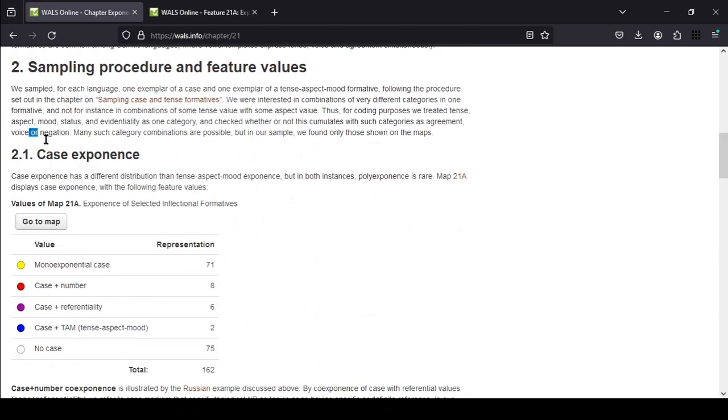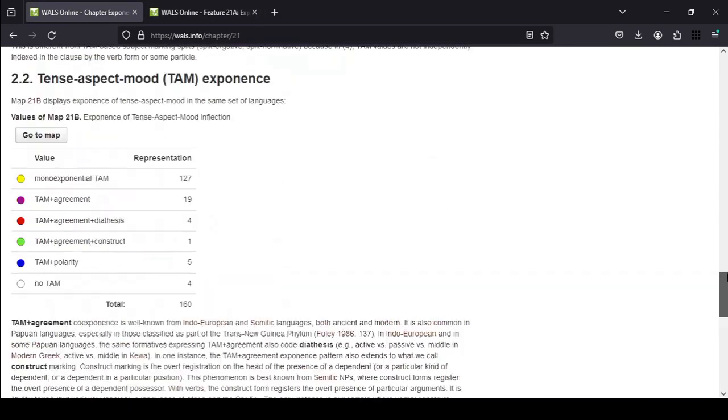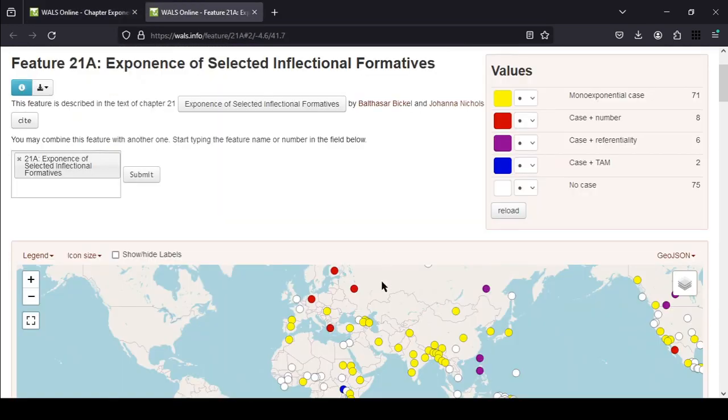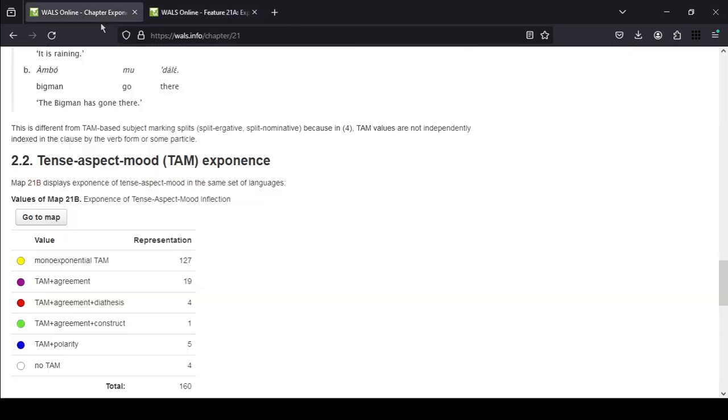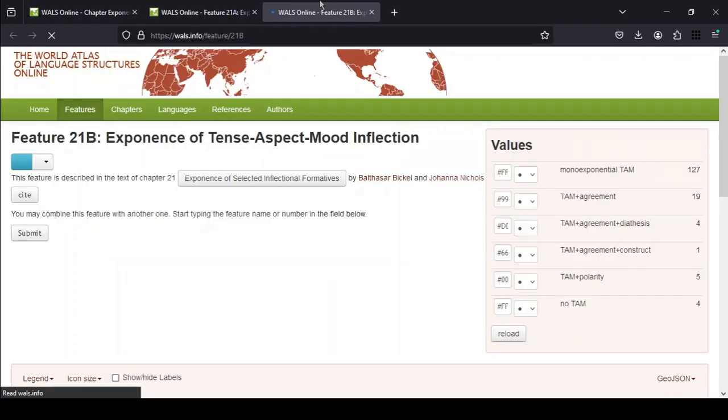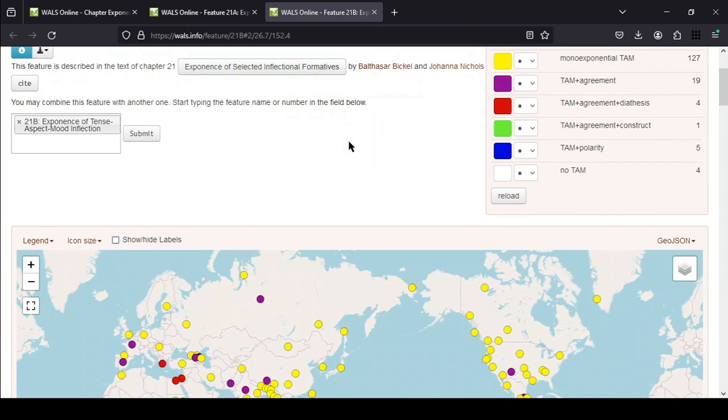So this first map is how it works on nouns. This is what I was confused about. I thought this was a verb map. I thought this was showing exponents in verbs. But this is exponents in nouns, and this is exponents in verbs.